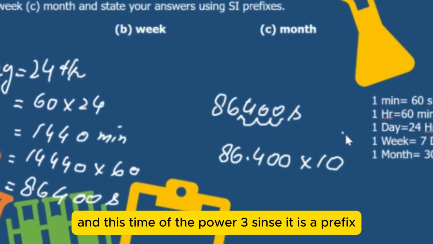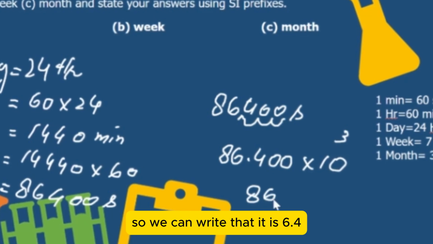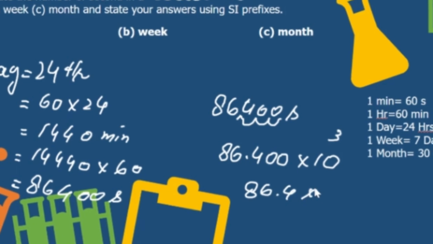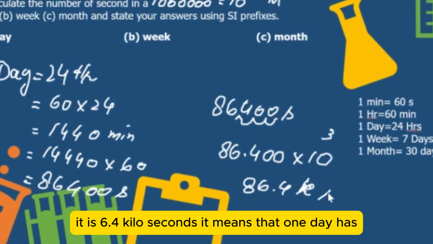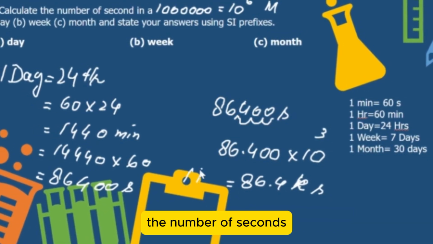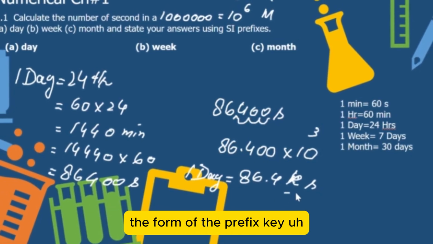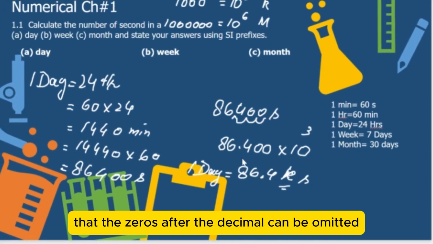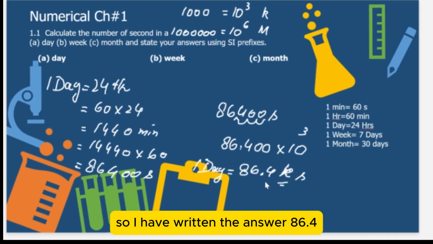And this 10 to the power 3, since it is a prefix, we can write 86.4 into 10 to the power 3 as 86.4 kiloseconds. It means that 1 day has this number of seconds, and these are written in the form of the prefix K. Since it is our common practice that the zeros after the decimal can be omitted, I have written the answer 86.4.